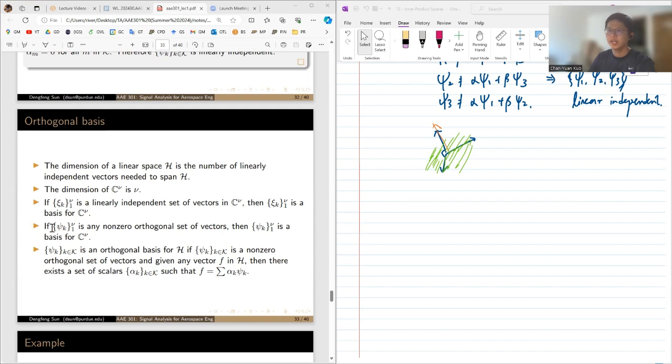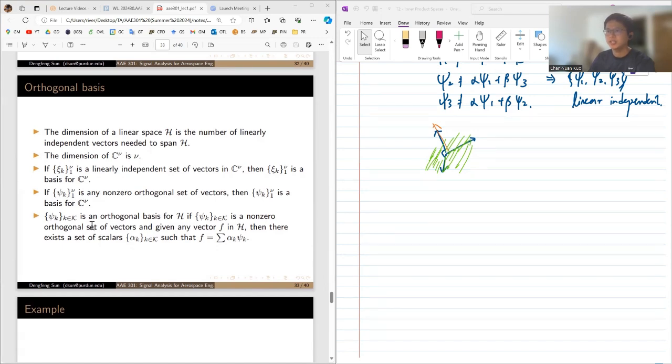And the next point says, if the set of vectors is any non-zero orthogonal set of vectors, then this set of vectors is going to be a basis for C^nu. And this is pretty straightforward, because we know that if this set of vectors is a non-zero orthogonal set of vectors, then they are going to be linearly independent.